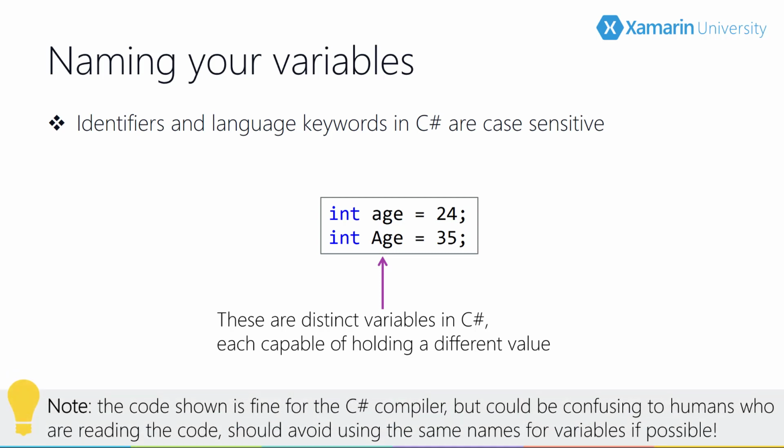Now, although this is completely fine with the C# compiler, you should always be cautious with naming. And having different variables that differ only by case tends to be a bad situation unless you're doing it in the correct situation, which we will see in future classes.